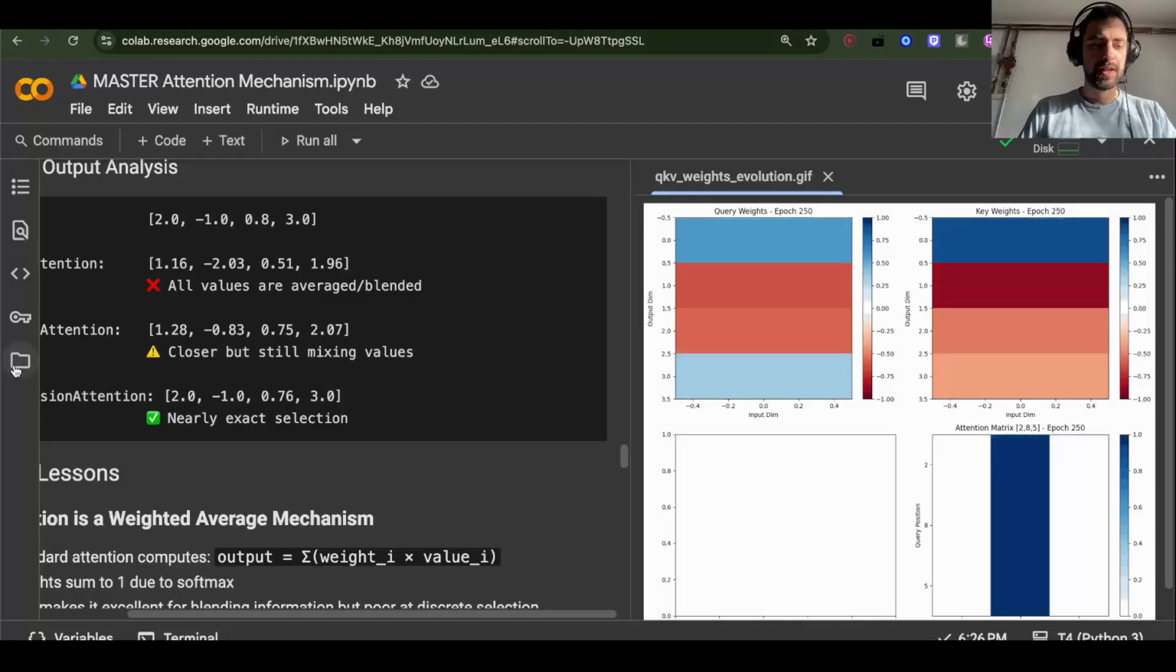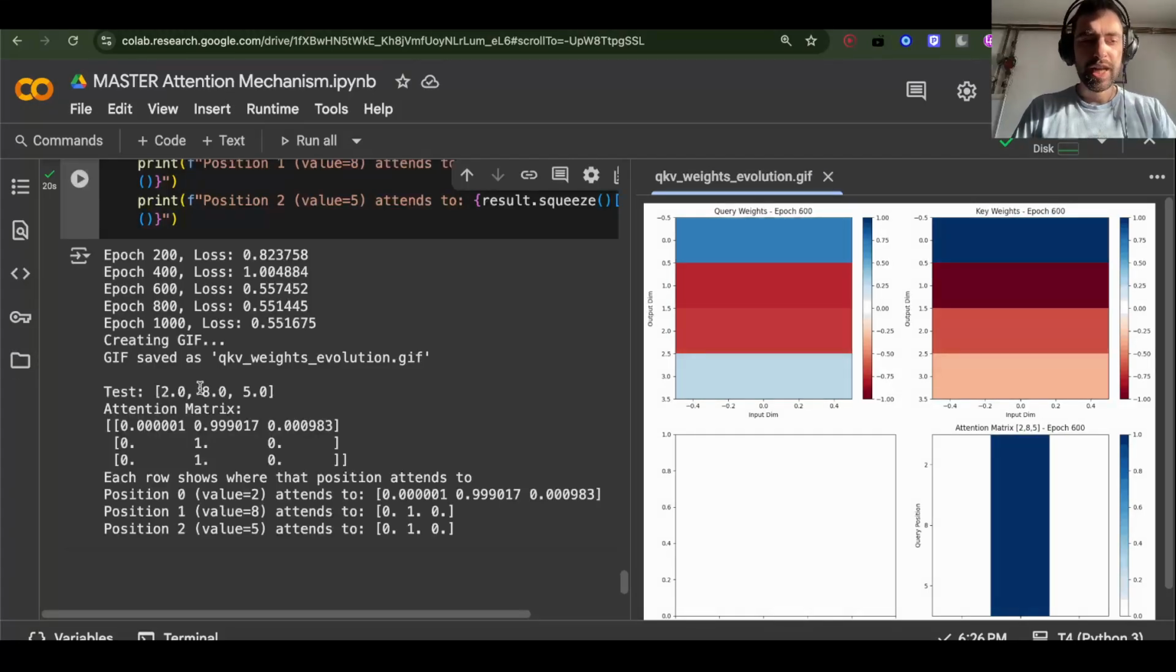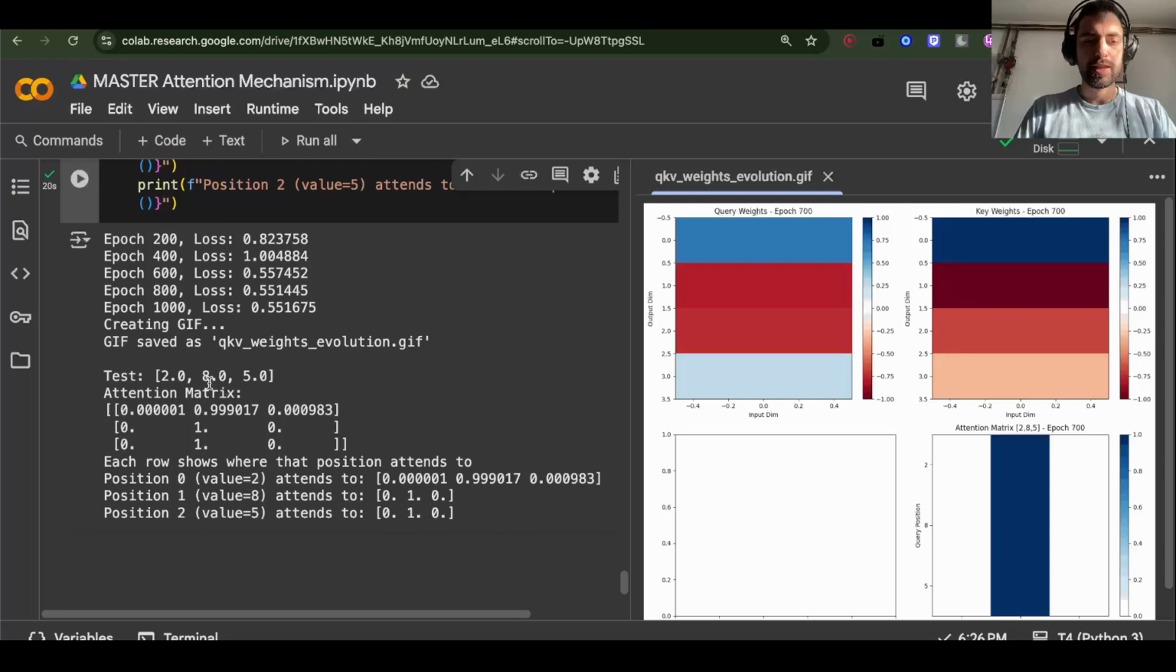I have a pretty interesting attention experiment here that's very simple, but it will help you master attention. You've never seen something like this. So we have input of three numbers, let's say 2, 8, and 5, and we need to use the attention mechanism to find the highest number in this sequence. So this is the idea.